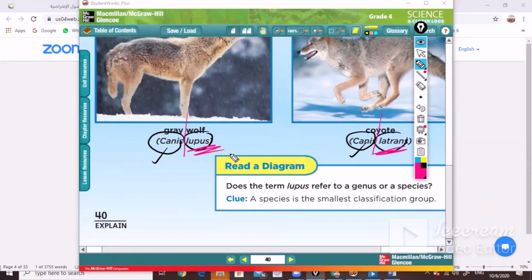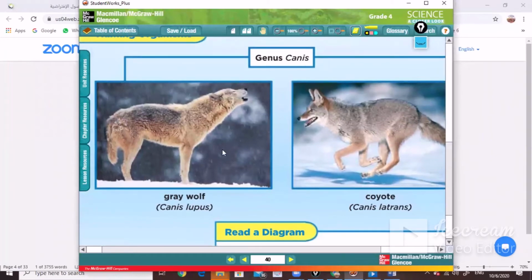It means when you try to name any organism, we name the organism with two words. The first one is the genus name, and the second one is the species name. By this way, we name all organisms. If you take a look at the picture here, they are approximately the same, but they are different. These coyotes are a kind of wolf that lives in America.